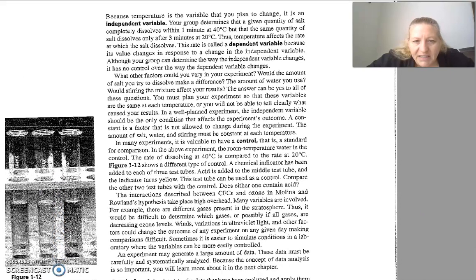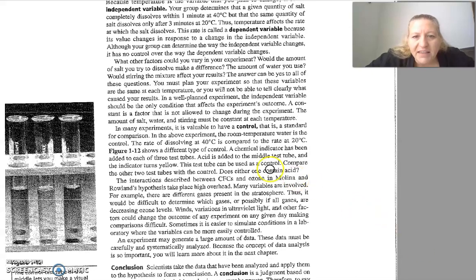In many experiments, it is valuable to have a control. That is a standard for comparison. In the above experiment, the room temperature water is the control. The rate of dissolving at 40 degrees C is compared to the rate at 20 degrees C.